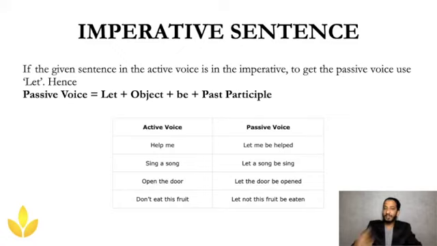The object becomes the subject here. In the first example, me is the object, so me becomes the subject here. And be is a compulsory addition to every conversion of active to passive voice. So be comes right next to it, followed by helped. The subject takes the job of an object, and let me be helped. What action is supposed to be done on you is help. So help me, when it gets converted to passive voice, becomes let me be helped.